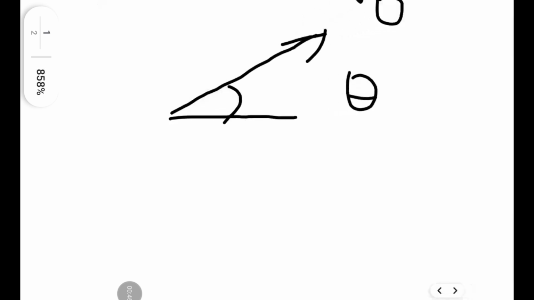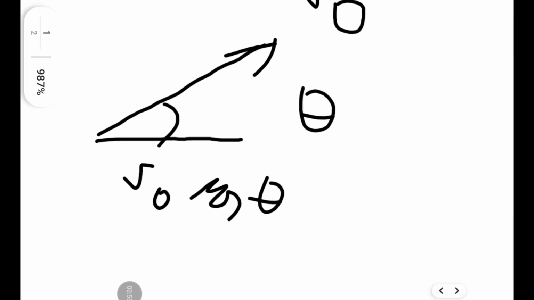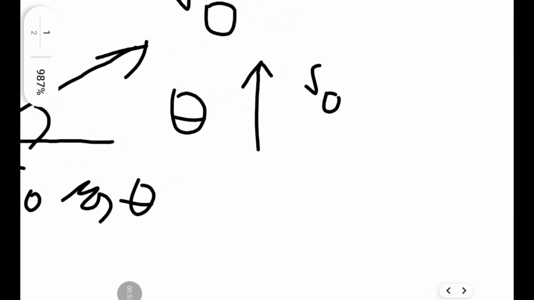We know in the x direction we're going to have v0 cosine of theta. However, in the vertical, we're going to have v0 sine of theta for the initial vertical velocity.